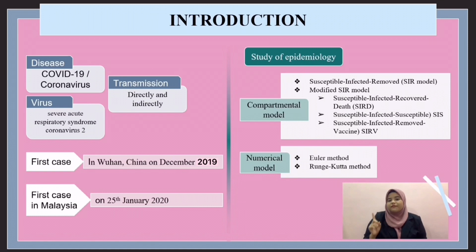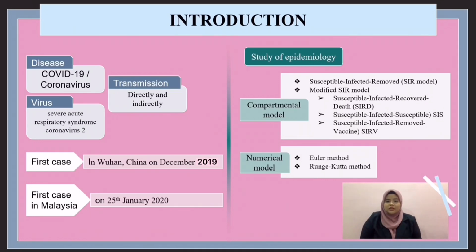COVID-19 was first reported in Wuhan, China in December 2019. The disease is called coronavirus and the virus is called Severe Acute Respiratory Syndrome Coronavirus 2 or SARS-CoV-2. The World Health Organization (WHO) announced COVID-19 as a public health emergency of international concern. The first case reported in Malaysia was on 25th January 2020, involving 3 tourists from Wuhan. After that, the number of cases kept increasing.